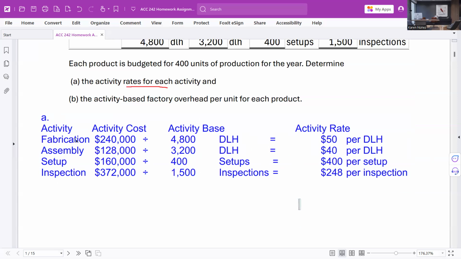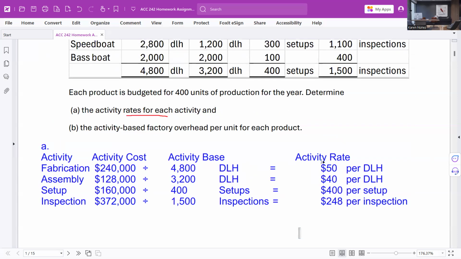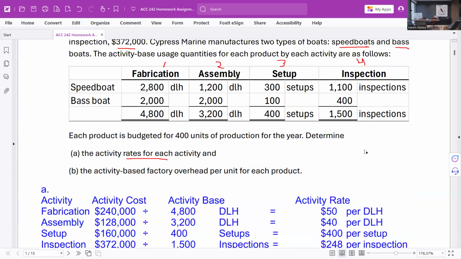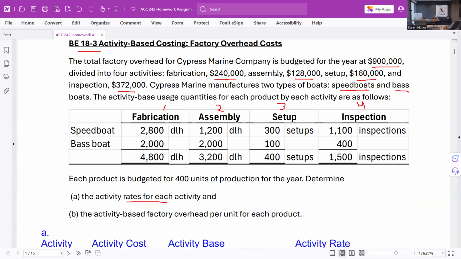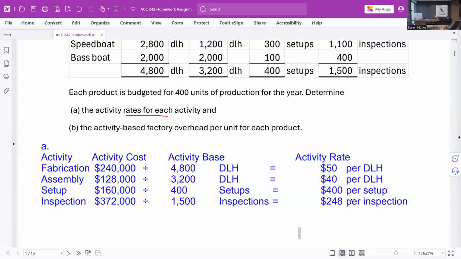So fabrication costs $240,000 divided by the 4,800 direct labor hours. We have the activity rate. So we did exactly what I said we'd do, right? We take the activity cost divided by the activity, and we have our activity rates. That's what you do if you had a single rate too, right? You take the cost, all the overhead, divided by one activity measure.